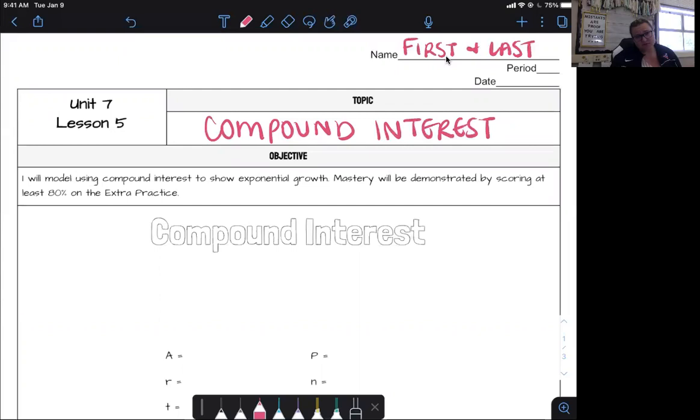Of course, don't forget to put your first and last name, period, and the date in the upper right-hand corner of your paper. Our objective today is: I will model using compound interest to show exponential growth. Mastery will be demonstrated by scoring at least 80% on the extra practice.